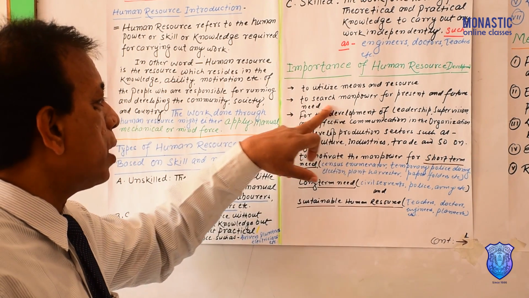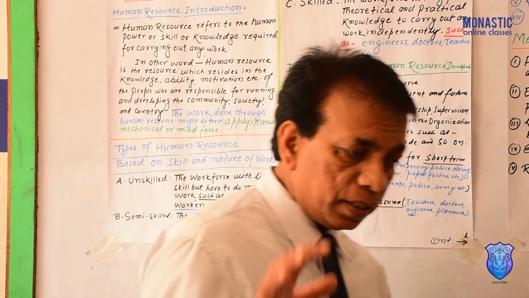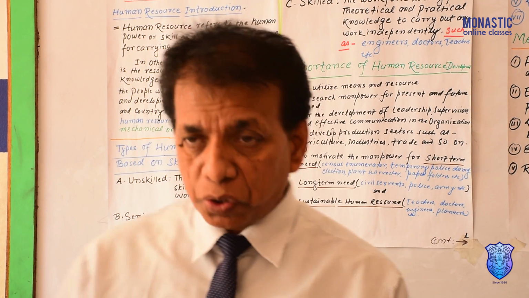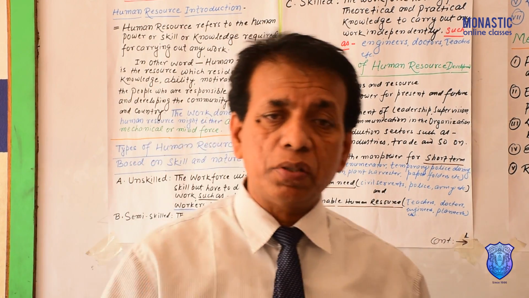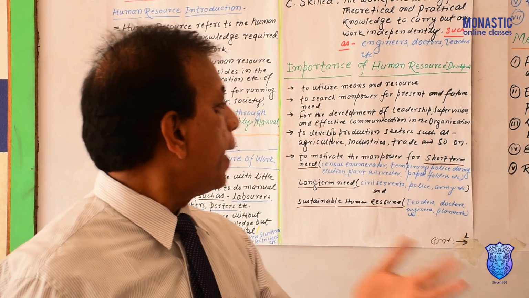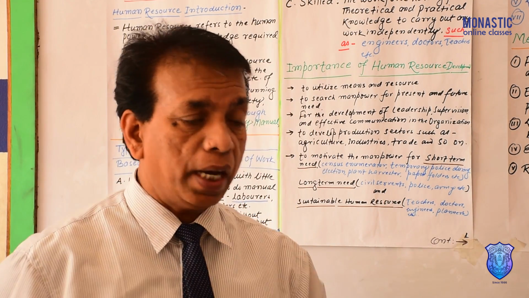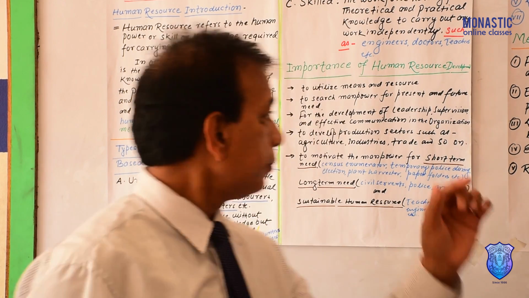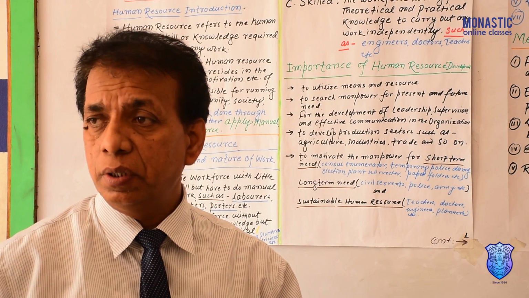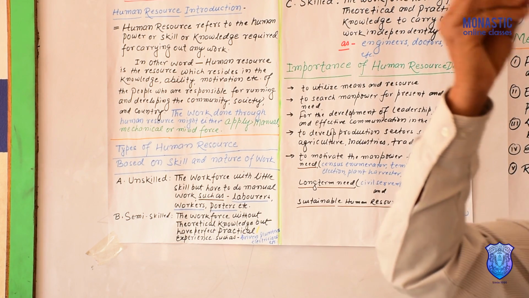Next point is to search for manpower for present and future needs. Of course, this is a continuous process. You can see all resources are needed yesterday, today, and tomorrow. So what sorts of manpower do we need for today and for tomorrow? That whole requirement is here, because we need to search for manpower for present and future needs also. What types of manpower do we need today, and what types of manpower will we need tomorrow?